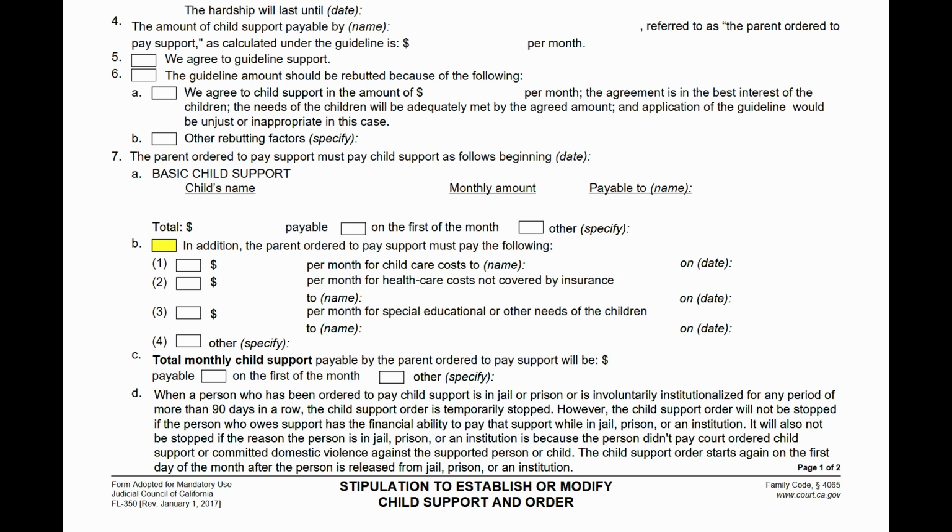For box 7B, if you've agreed to any child support add-ons, complete this section. Box 1 is for childcare costs, 2 for healthcare costs not covered by insurance, but this is also better covered in number 8C later on. And number 3 is for special educational or other similar needs. And number 4, if you have other expenses that you both have agreed to, you can write that in, such as agreed to extracurricular costs.